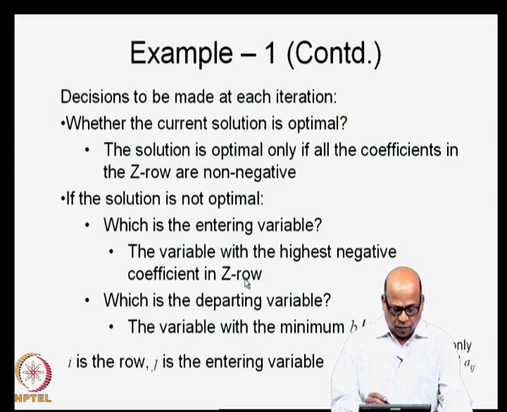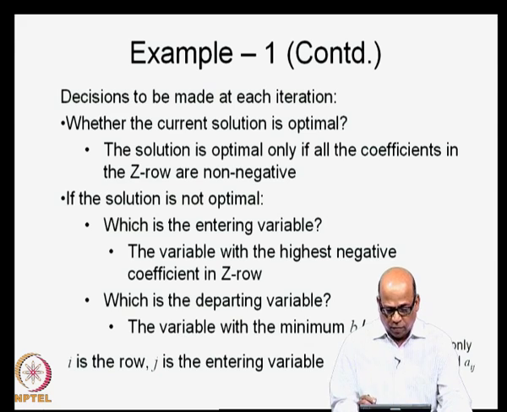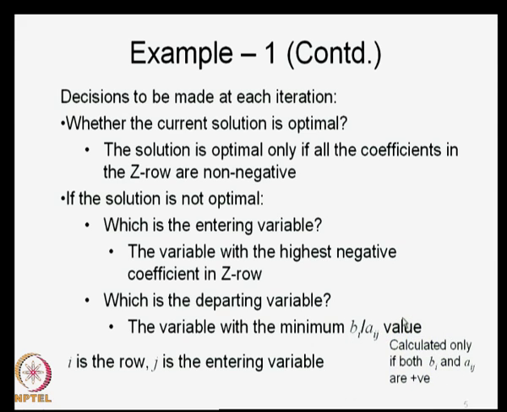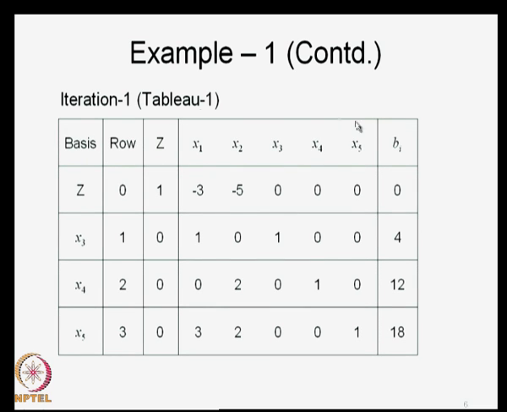Then, once we identify this, we have to see which is the departing variable. For the departing variable, we compute what are called the bi by aij values, but first let us start with the entering variable. I will explain how we identify the departing variable once we identify the entering variable. So, this is iteration number 1. This was the table that we formulated. We now identify x2 as having the highest negative coefficient in the z row, or the 0th row, and therefore this becomes the entering variable.